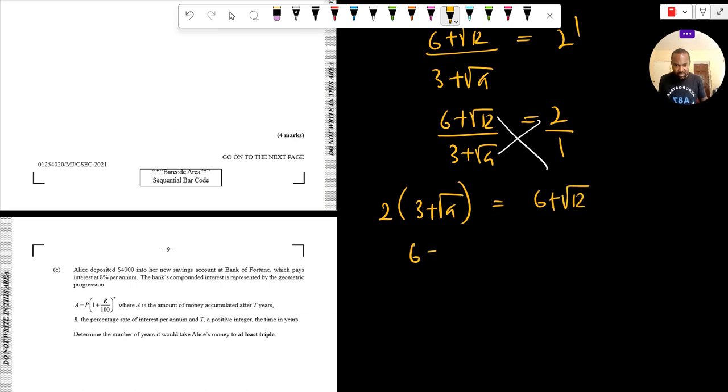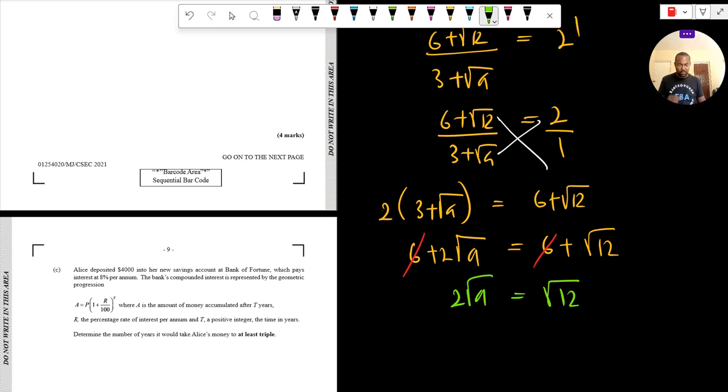And so what this means is we have 6 plus 2 root a is equal to 6 plus root 12. And what do we notice? Because the 6's, of course, are common to both sides, we can just cancel the 6's, right? And then say 2 root a is equal to root 12.